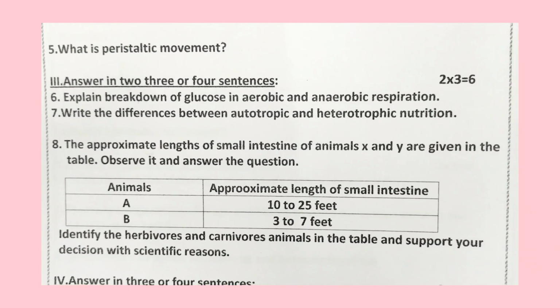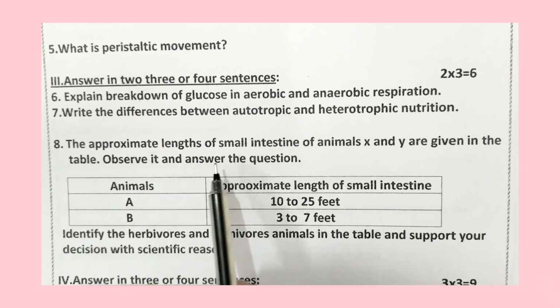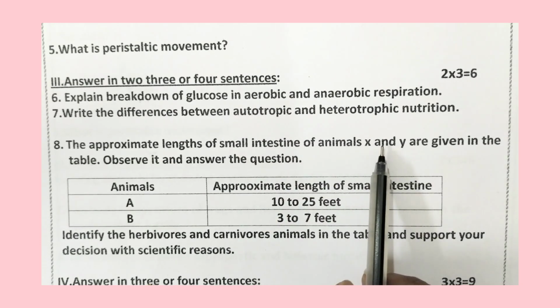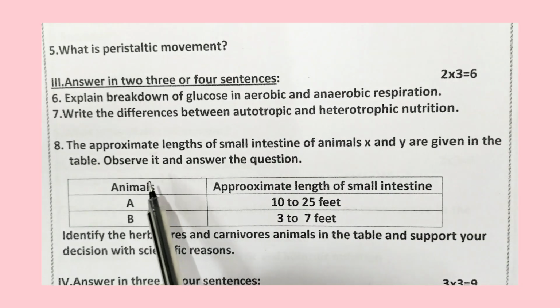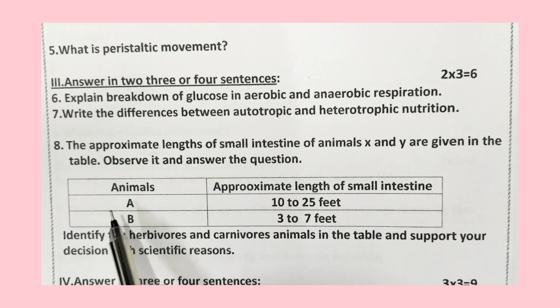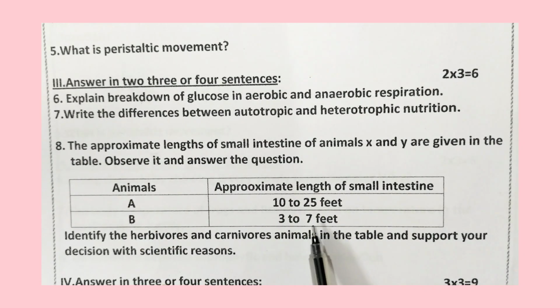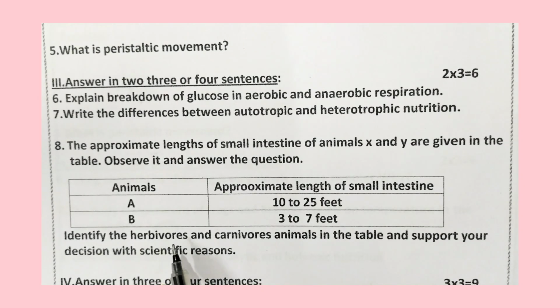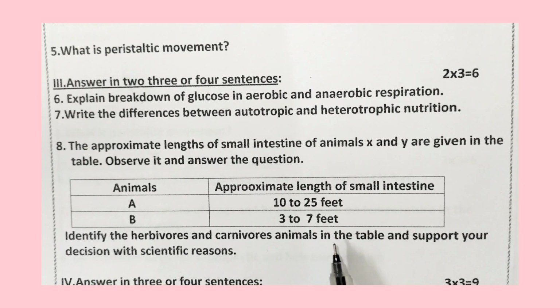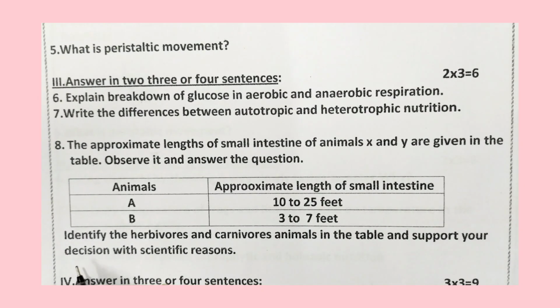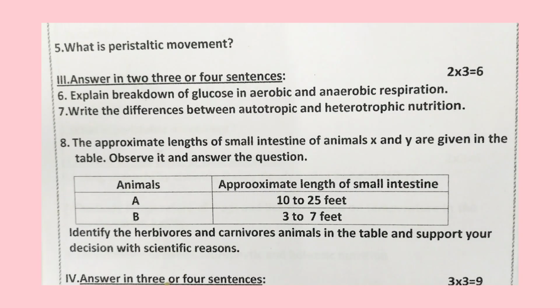Now the 8th question. The approximate lengths of small intestine of animals X and Y are given in the table. Observe it and answer the question. Animals A and B, approximate length of small intestine 10 to 25 feet, 3 to 7 feet. Identify the herbivorous and carnivorous animal in the table and support your decision with scientific reasons.